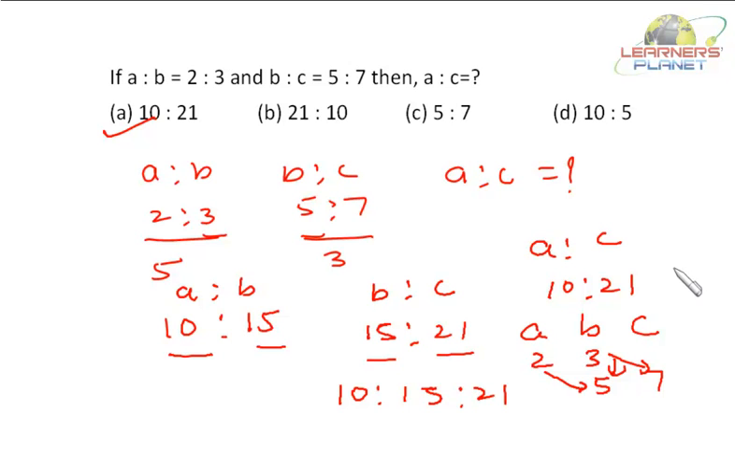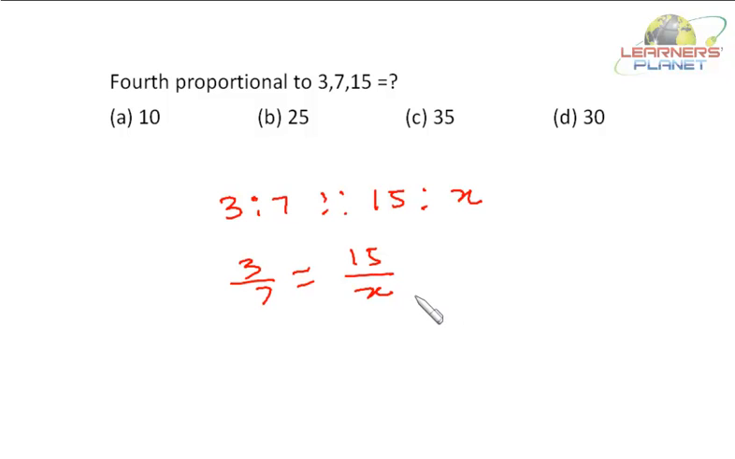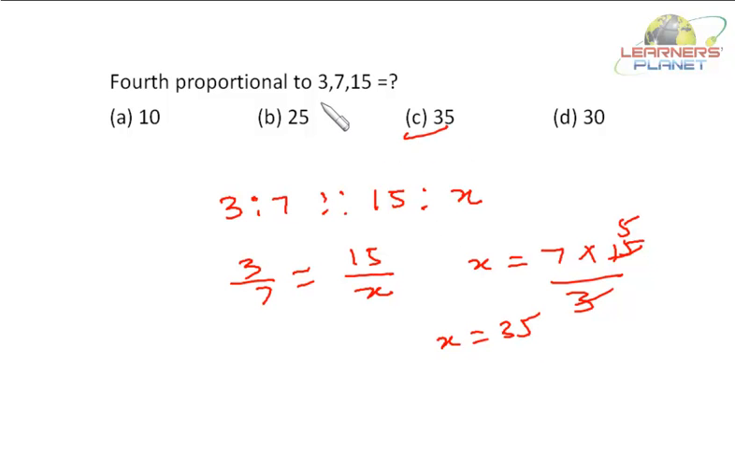Now let's take the next problem. Now in this question we have to find out the fourth proportion to 3, 7 and 15. That means the ratio which 3 and 7 is maintaining, the same ratio should be maintained by 15 and some other number. That means 3 by 7 is equal to 15 by x. In that case we have to find out the value of x. So x will be 7 into 15 by 3. So x will be 35. Okay, so whatever the relationship is between 3 and 7, the same relationship will be between 15 and 35. Okay friends, I hope you are clear.